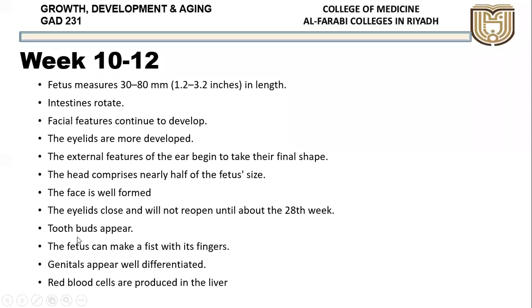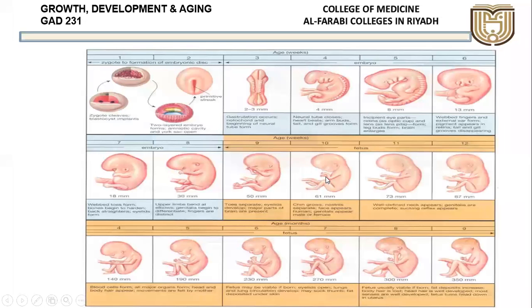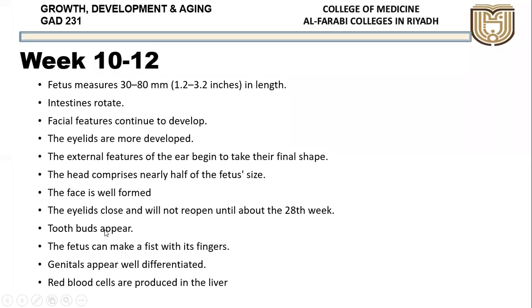Okay, the fetus can make a fist with its fingers. If you see here, now the fetus folds and closes its fist. Especially the hand, it will close and open its hand. That is called making a fist. Now the fingers start appearing and it can make a fist with its fingers.